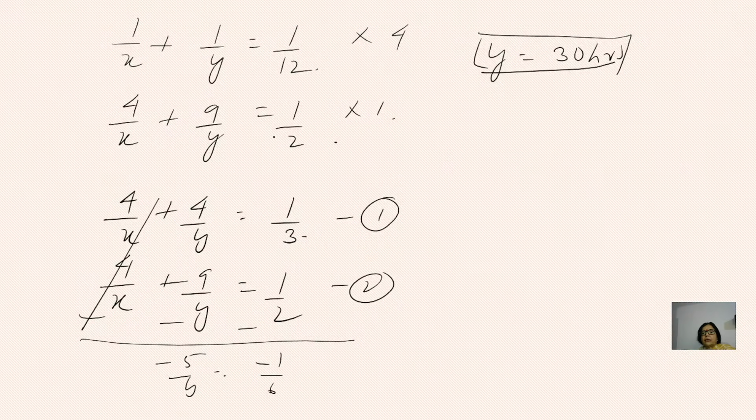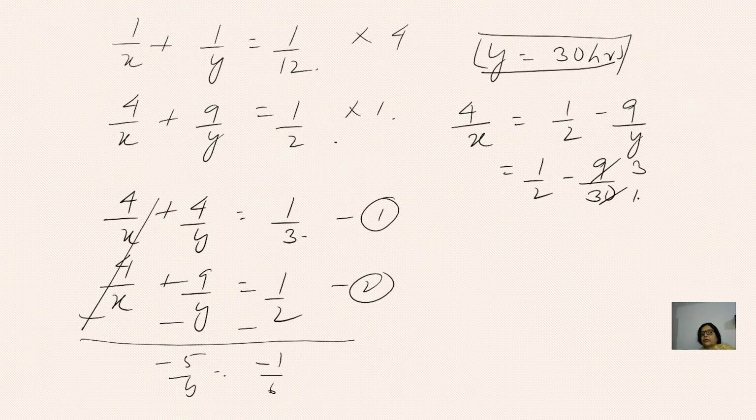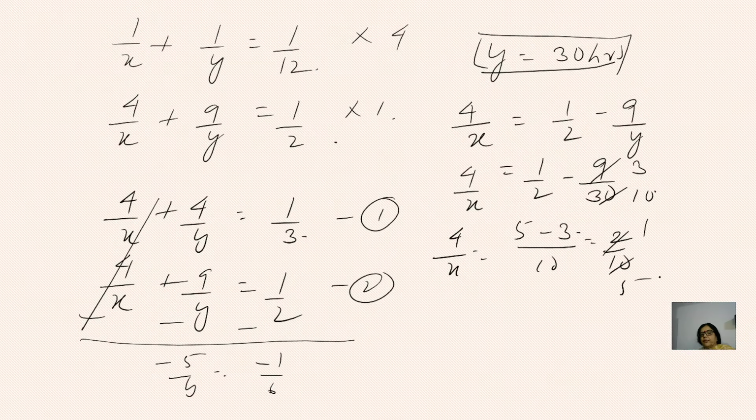Now let us find out the time taken by the larger pipe. So let's take the second equation. 4 by X is equal to half minus 9 by Y. So this becomes half minus 9 by 30. So this is 3 3s 9, 3 10s 30. So we get here 4 by X is equal to, LCM is 10. This becomes 5, this is 2 5s 10, 5 minus 3. So this becomes equal to 2 by 10. 2 ones, 2 fives. So X is equal to 20 hours.